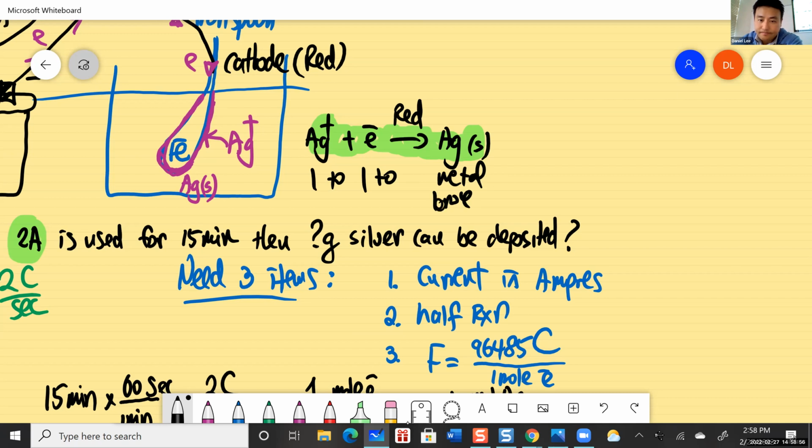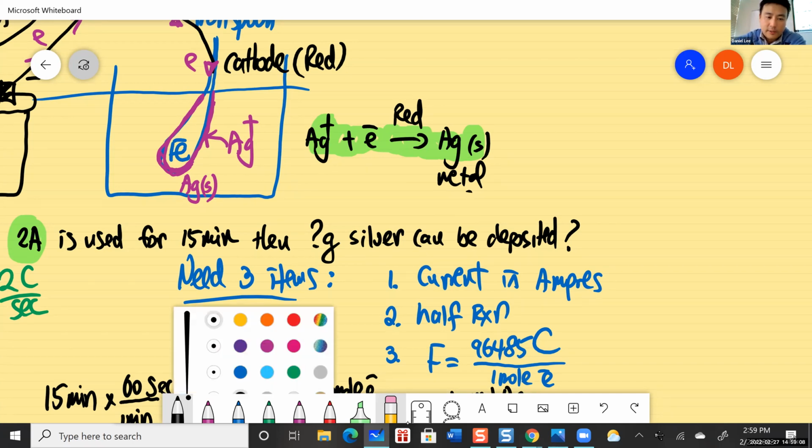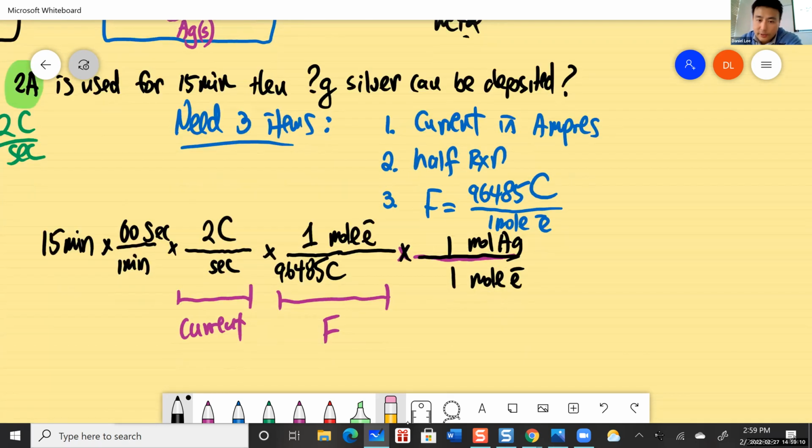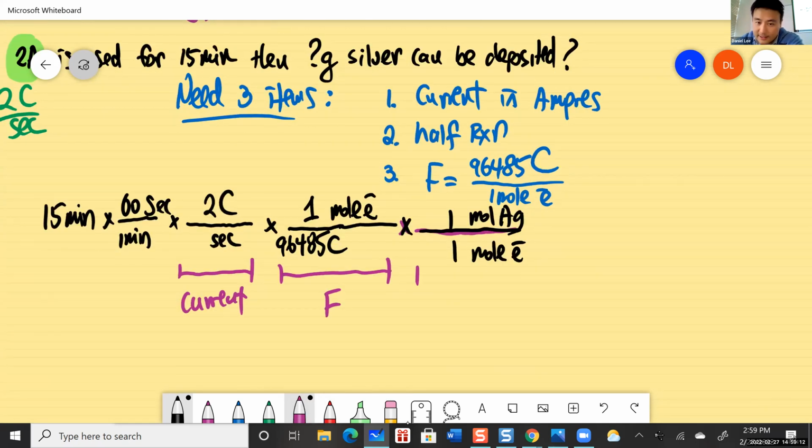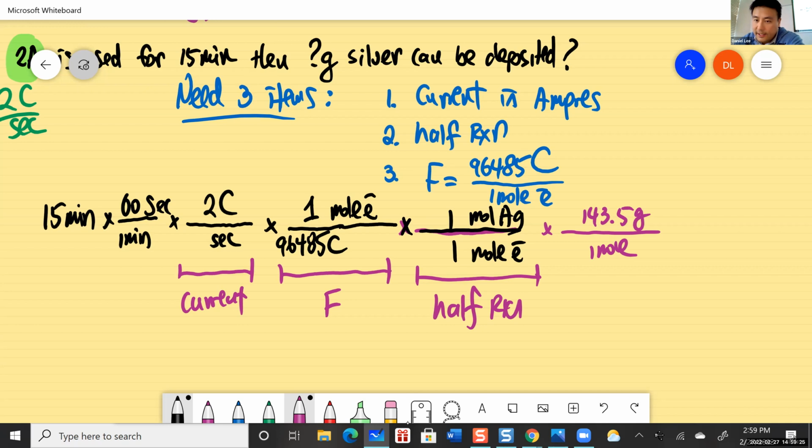That's the 1 to 1 ratio. Does that make sense? Okay, it's lagging. So it's a 1 to 1 to 1 ratio. 1 mole of silver metal requires 1 mole of electrons. So let me go back. This is from the balanced half reaction. You only need those 3 things. If you know that, now you have moles of silver deposited. Then 1 mole of silver has a molar mass of 143.5 grams, something like that. So that would be the answer.